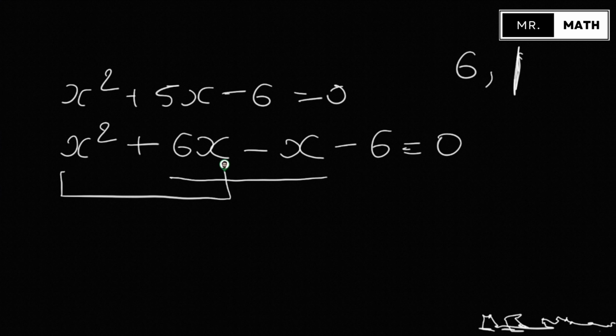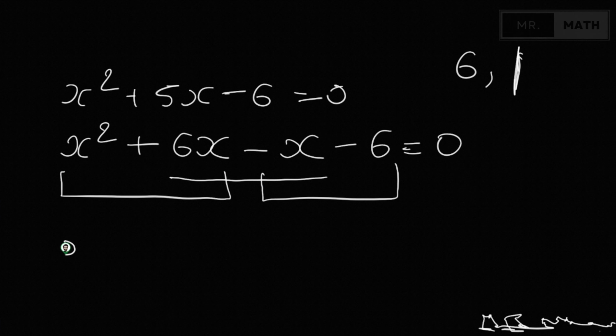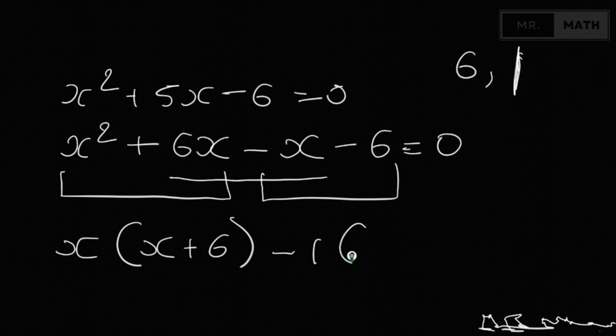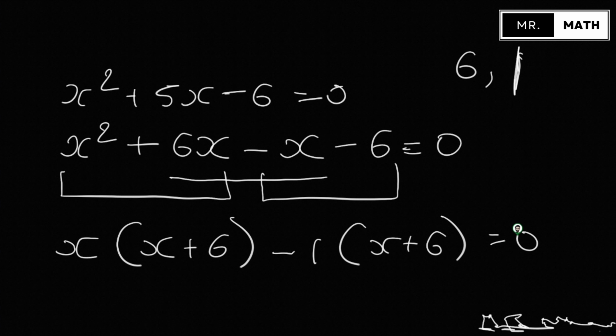Now, common. Find the common in both. x square plus 6x. What is the common? x. I can take x common. x plus 6, I have got. Now minus x and minus 6. What can I get common? Minus 1. x plus 6.